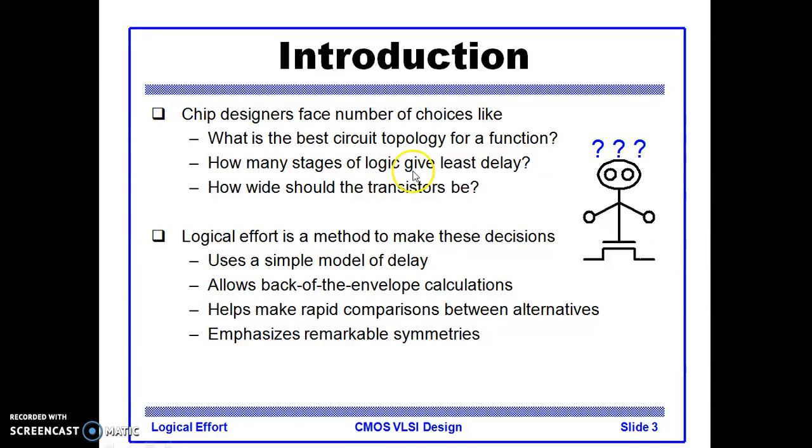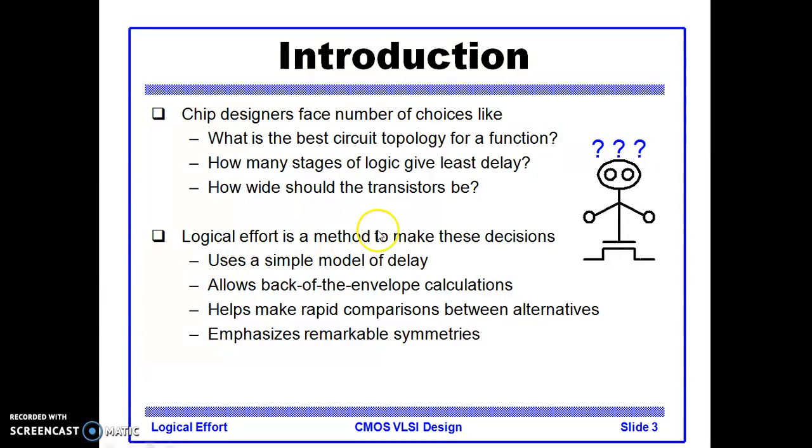Now how many stages of logic give the least delay is the most important thing, and in order to achieve that, how wide should the transistors be? Now we are supposed to properly size the transistor. These are the choices a chip designer has to make so as to minimize the propagation delay of any particular logic. This logical effort is a method to make these decisions.